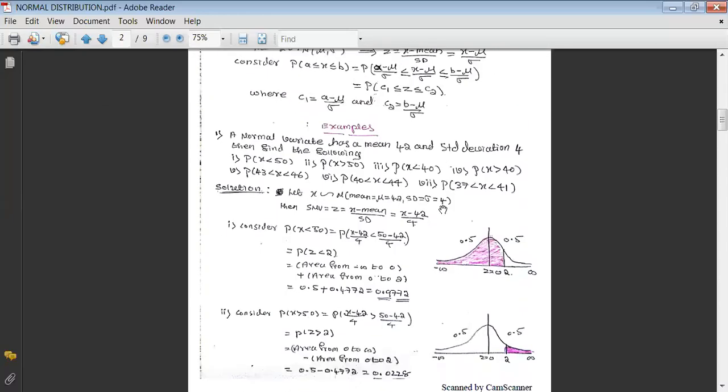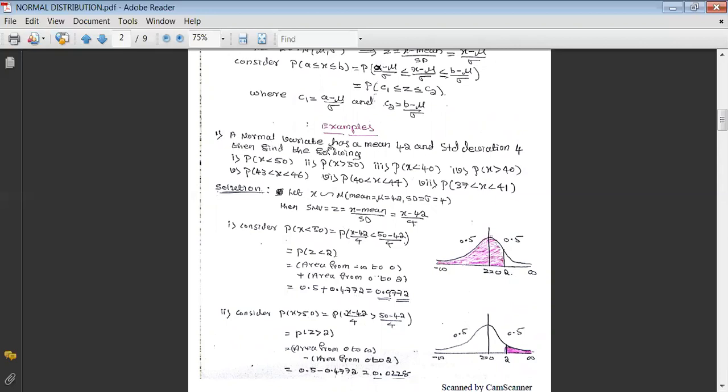Now let us get going with some simple examples to get an idea of how to calculate the normal probabilities. This one simple example will clear up all varieties of probability evaluation with respect to the normal distribution. And the example goes like this.